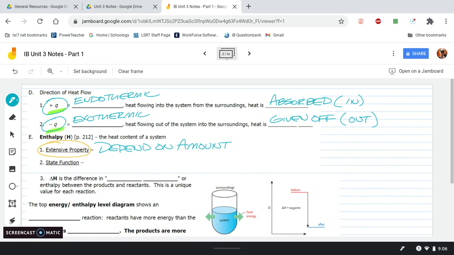So for example, density is not extensive. It doesn't matter how much you have, because it's always the same no matter how much you have or how much you don't have. But we're talking about some of these concepts of heat, and heat in and heat out, or delta H, the amount is going to matter. So, all right, I'm going to stop here because we're going to run out of time.